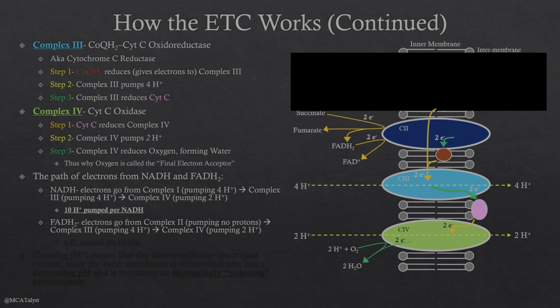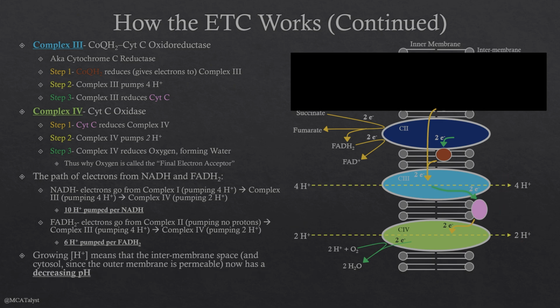Notice that because we skipped out on complex 1, the electrons from FADH are only going to be able to pump 6 protons per FADH2. This is what I was talking about earlier, that the electrons, you can kind of think of them as weaker, lower in energy, whatever works for you. Just note that FADH2 can only pump 6 protons per molecule. NADH is going to be able to pump 10.